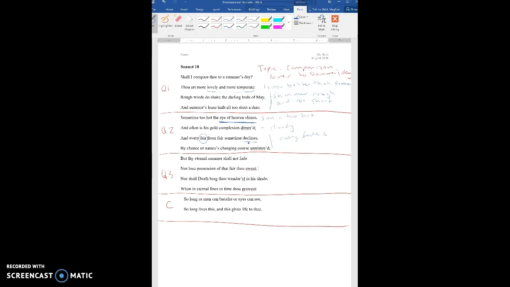Now, quatrain 3 has a very important term associated with it. It has this idea of the volta. The volta is the change. So we're changing from the comparison. All right, we're moving away from this.